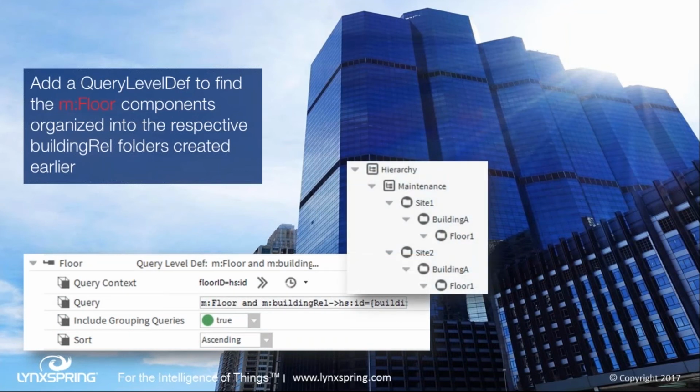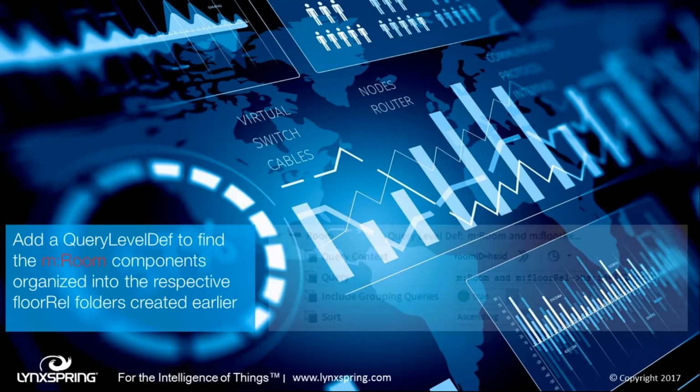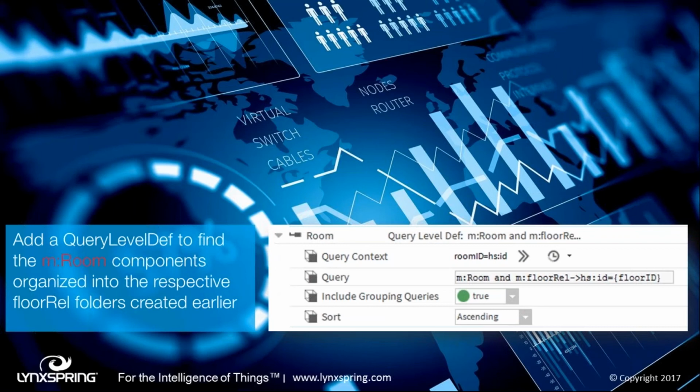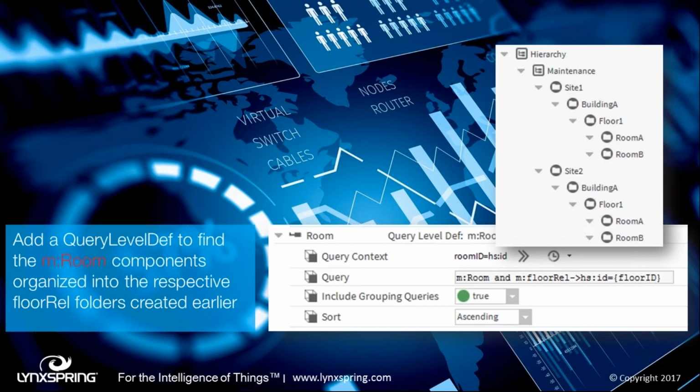Now I want to add my floor in here. You'll notice this becomes very repetitive. What am I going to do? I'm going to add another query level def that's going to call that m:/floor that I tagged those floor folders with, and it's going to say I only want to see those that show up underneath that building with that particular building ID. And you'll notice now I've got my site, I've got my building, I've got my floor. I'm building up this structure of what I want the end user to see.